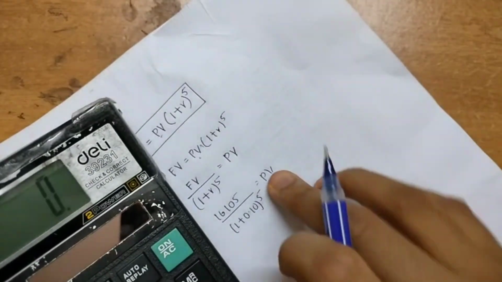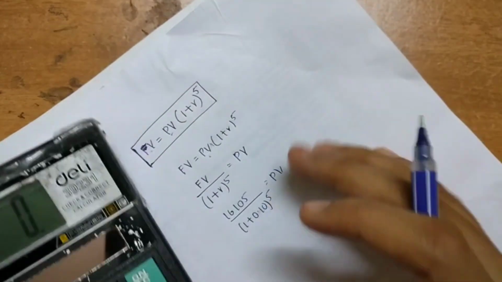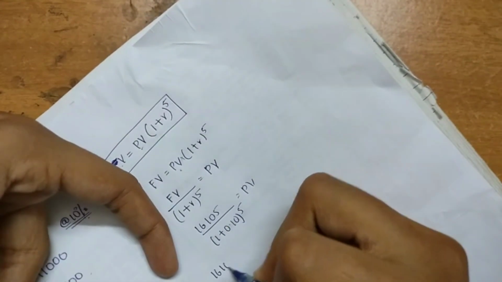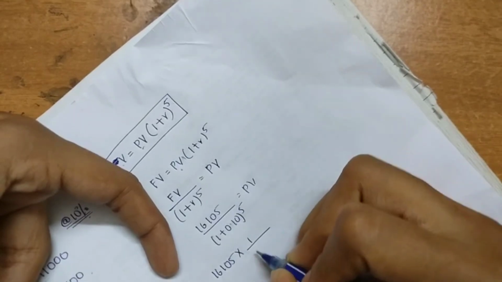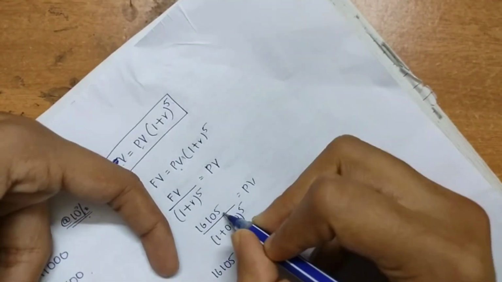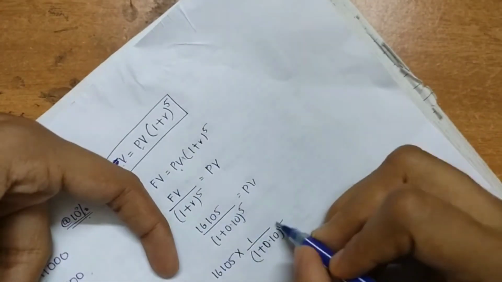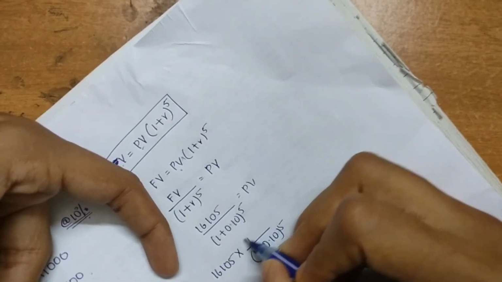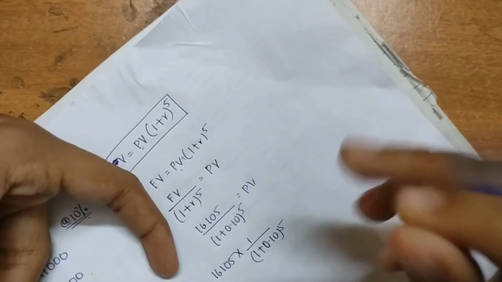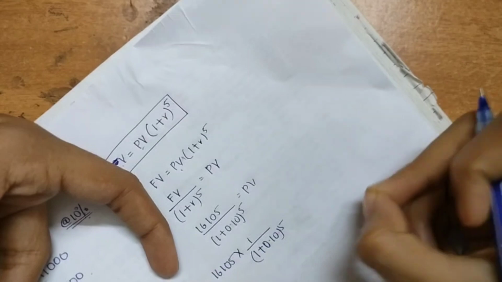Okay, let's see if we get a present value of 10,000. First thing, when we calculate on our calculator, we have to split this. I'm just going to split it into 1 divided by 1 plus 0.10 raised to 5. This we can also write like this, right? So I'm going to do this part first, and only at the end am I going to multiply that amount with 16,105.